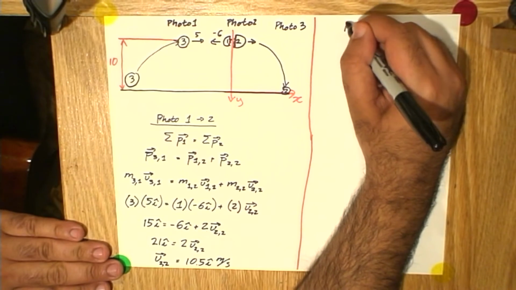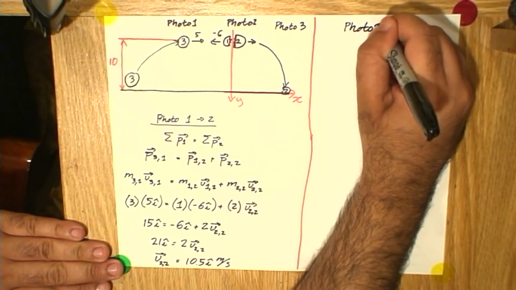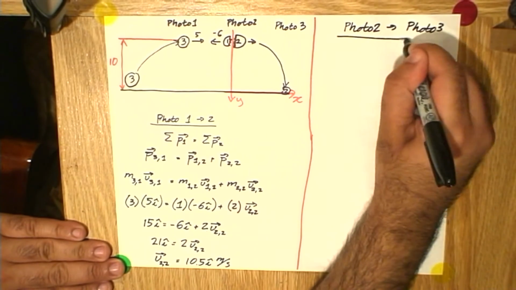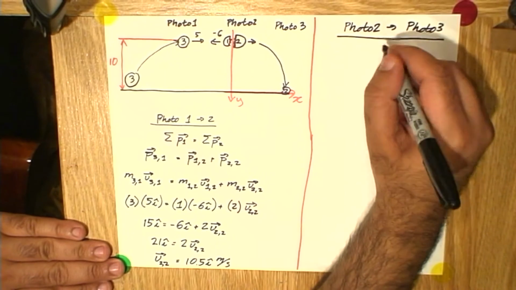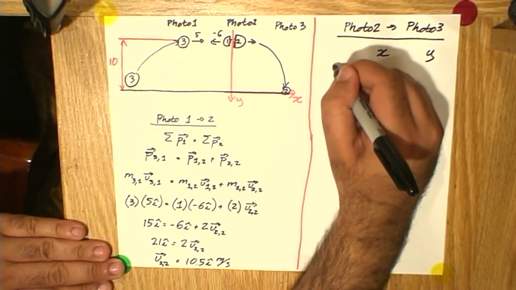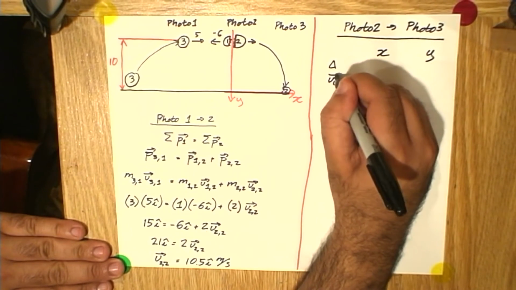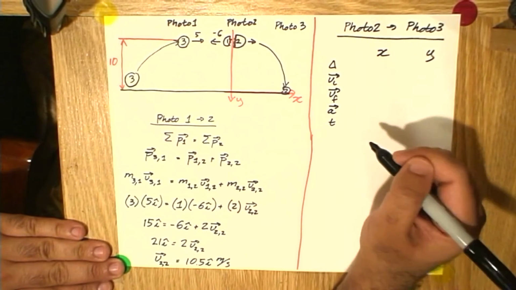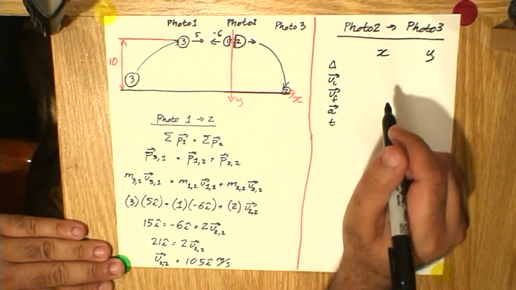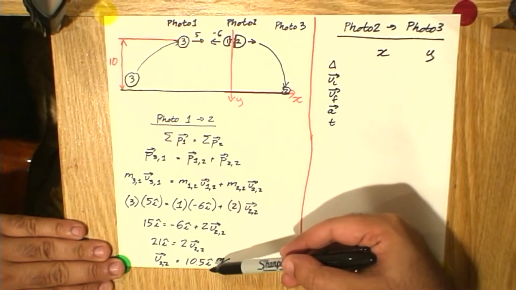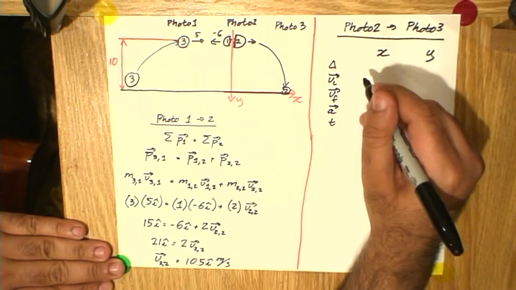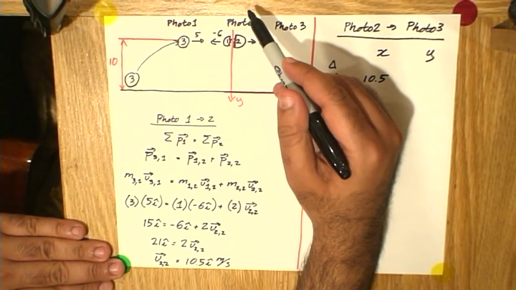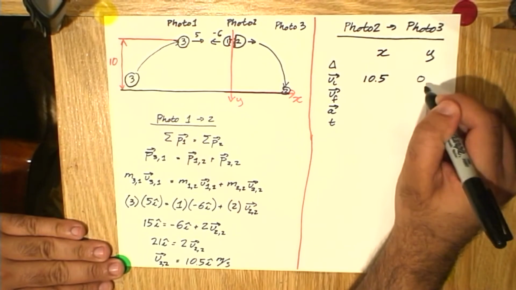So from photo 2 to photo 3, we can set up one of our familiar tables. X, Y, displacement, initial velocity, final velocity, acceleration, time. So the initial velocity of the 10 kilogram fragment was 10.5 i hat. And since it did not have any motion in the y direction, that would be 0 over here.